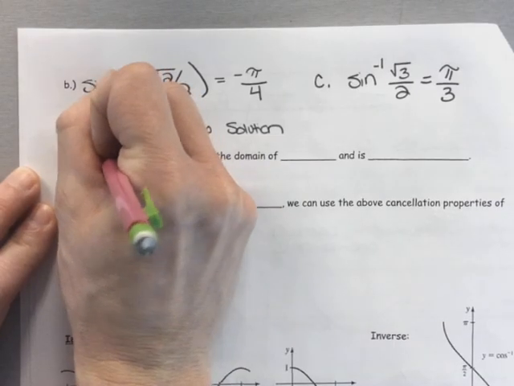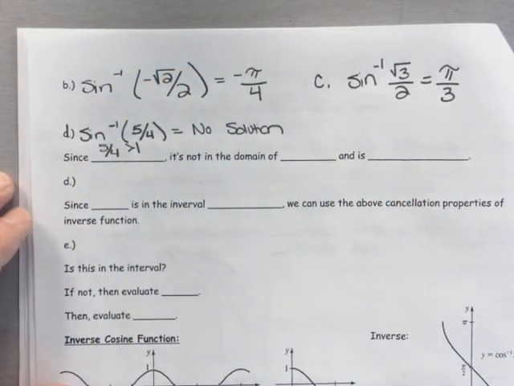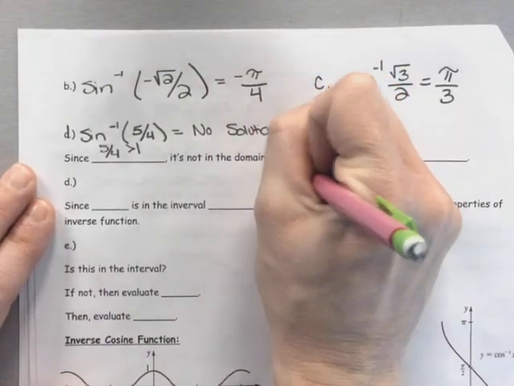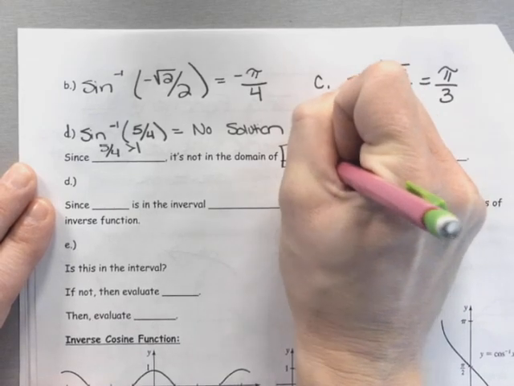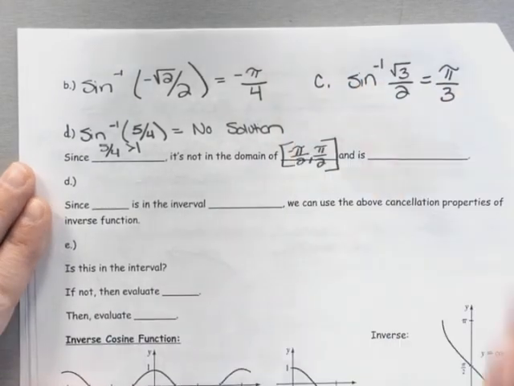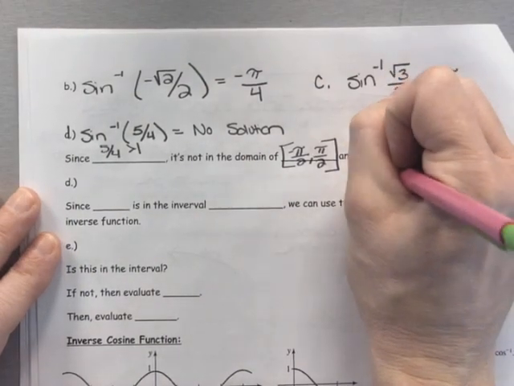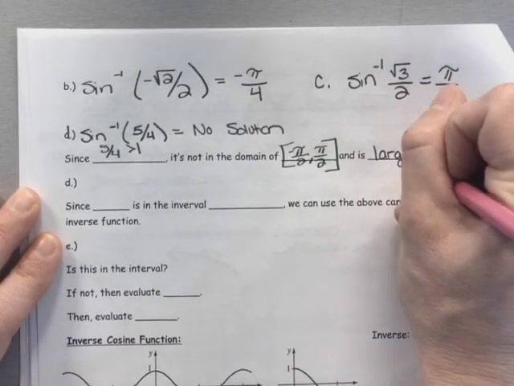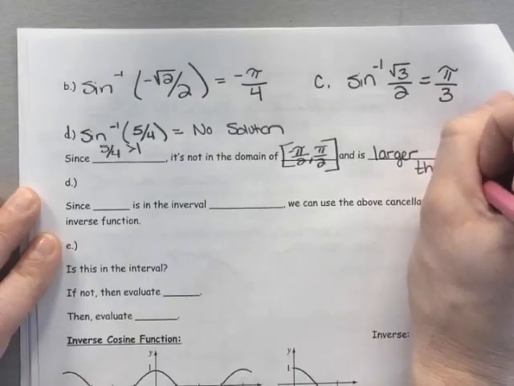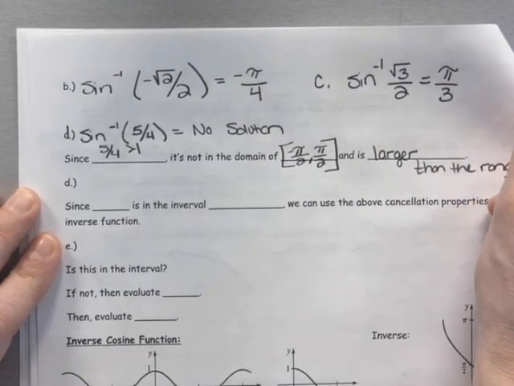So since 5 over 4 is greater than 1, it is not in the domain from negative pi over 2 to pi over 2. Okay. So it is not in that domain. And it is larger than the range we are allowed to be in. Because the range goes up to 1 and down to negative 1.